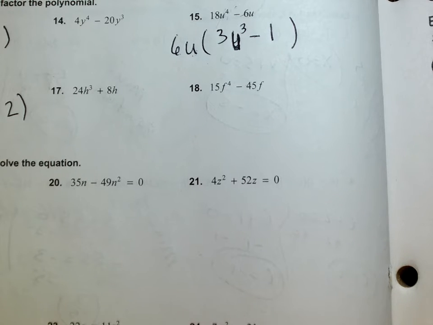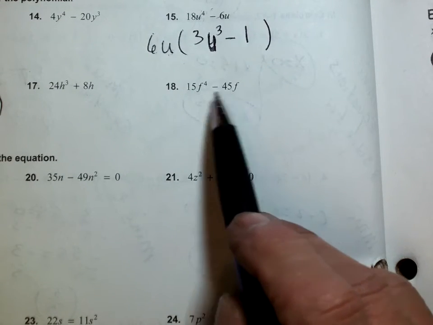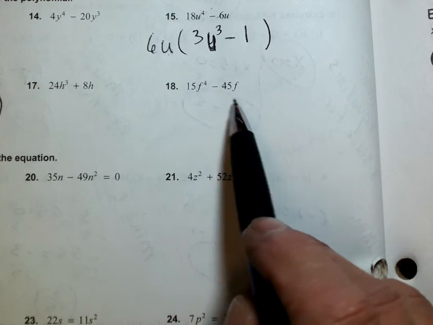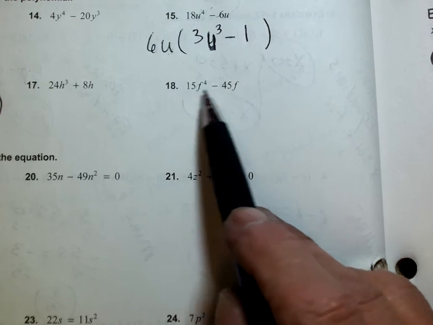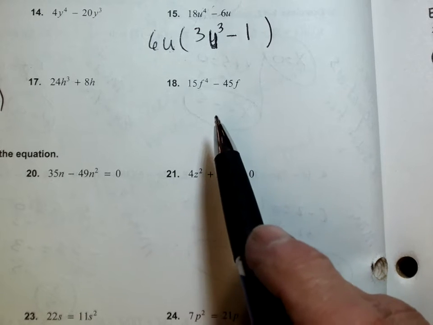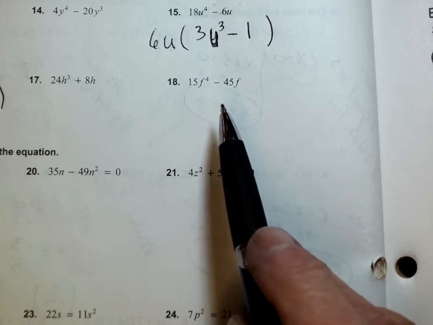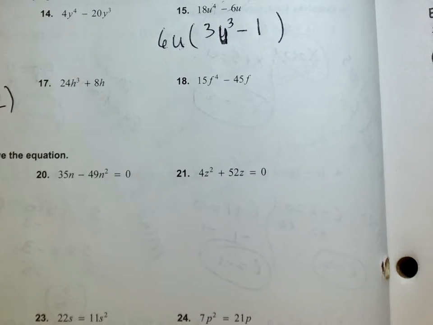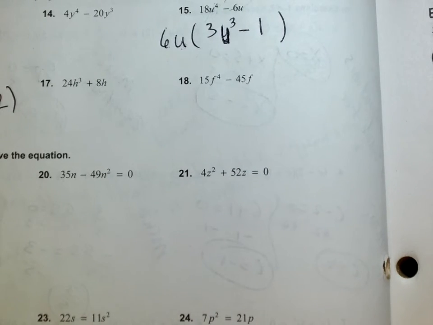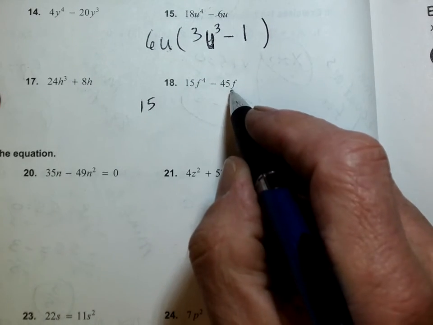Okay. So, 18. What's the biggest number that divides into both? 5 is correct, but I think 15 actually. Doesn't 15 go in 40? 5's not wrong, but we want to take out as much as we can. 5 is correct, but let's take out more. Let's take out 15, okay? Because I think 15 divides into 45 3 times, doesn't it?